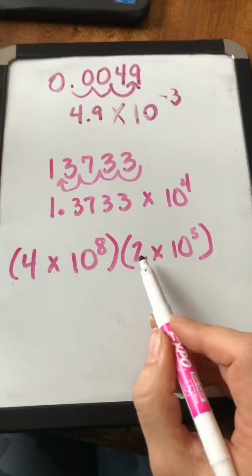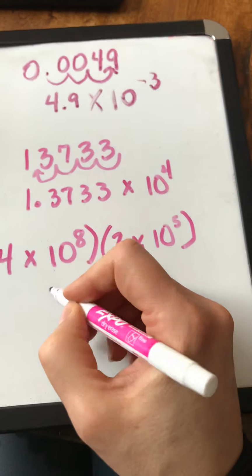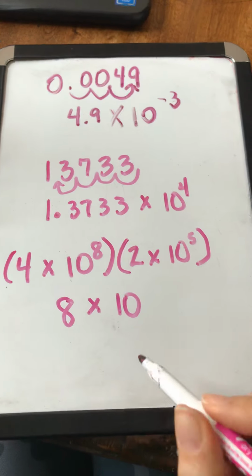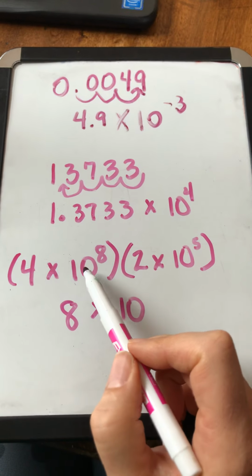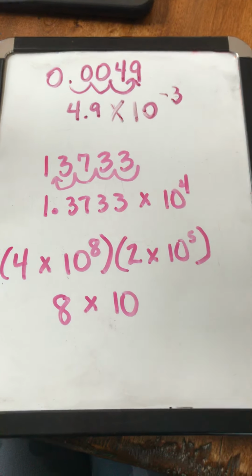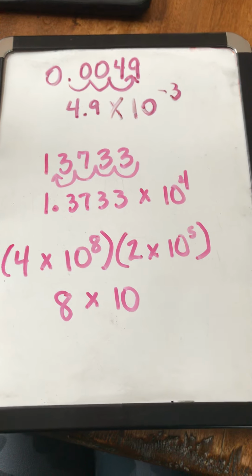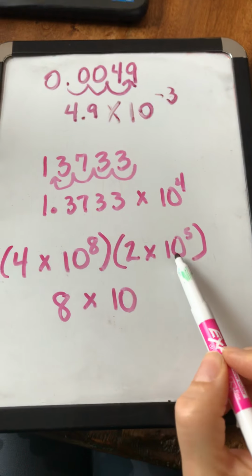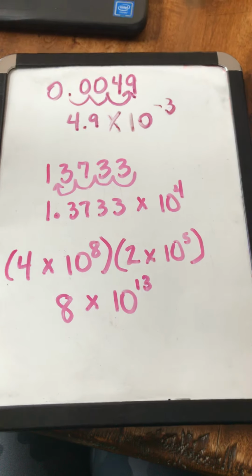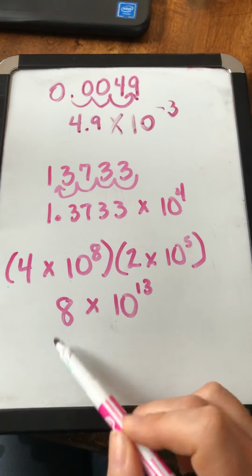We're going to multiply these first two numbers, the 4 and 2 together. 4 times 2 is 8. And then I'm going to write times 10 after. And we have times 10 to the 8th power and 10 to the 5th power. How do I combine that? Well, the properties of exponents that we learned last week say if they're the same base, you can add the exponents. So 8 plus 5 is 13. So these two numbers, if I multiply them out, would get me this answer.